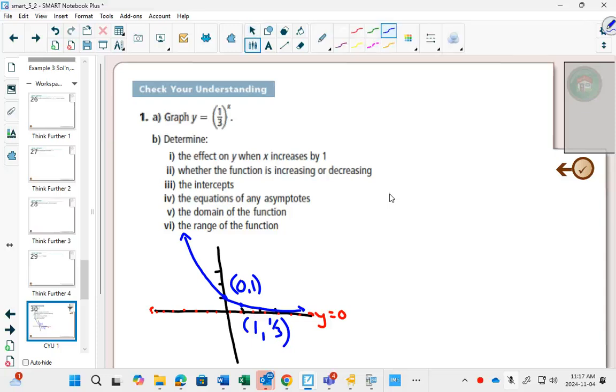So we can answer these questions. If you increase x by 1, you would multiply y by 1/3. So on here, if I increase x to 1 here, I'd have to multiply the y value by 1/3, and I would get (2, 1/9). In our example, this graph is going down from left to right, so we say it's decreasing.